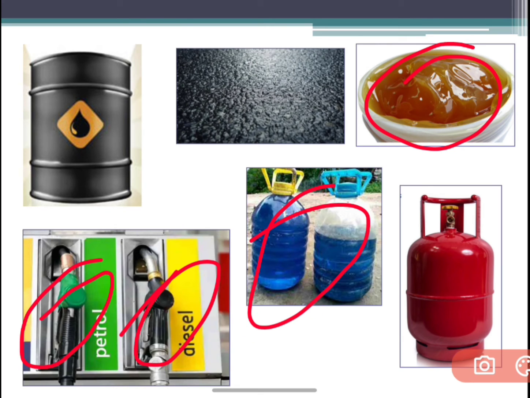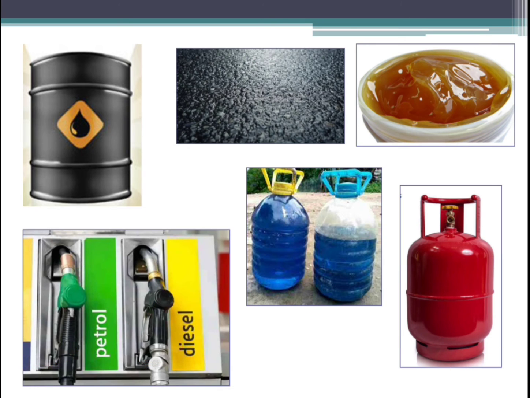Children, earlier the stoves were used to run with the kerosene. Nowadays people are using very less amount of kerosene. And this natural gas also, which we use now for cooking, that also we get from the petroleum. Okay, so in these different ways we use all the minerals.